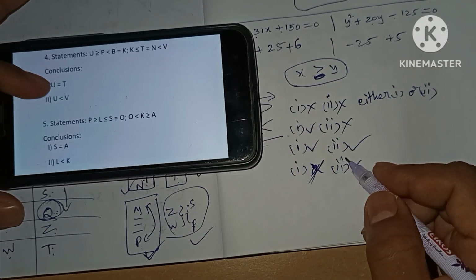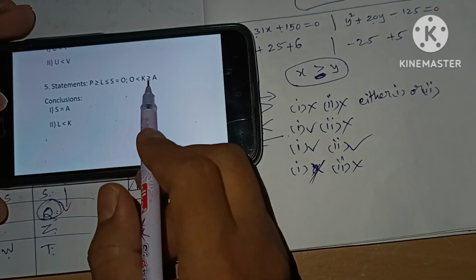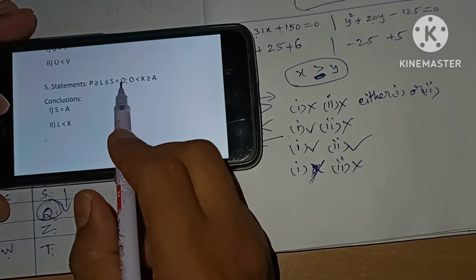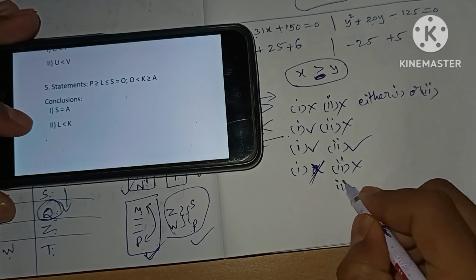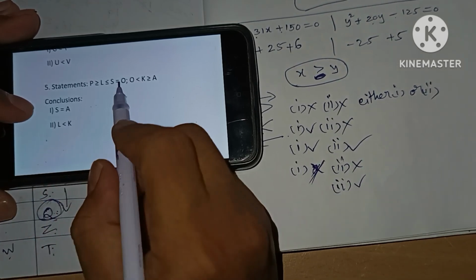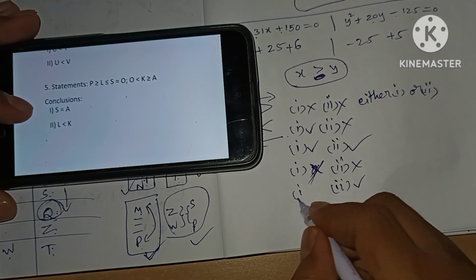Let's see the fifth question. The flow from K to L. From K we can reach to O. From O we can reach to L. It is possible. So the second conclusion will be true. S equals to A, S equals to O. S is not equal to A. So the first conclusion will be false.